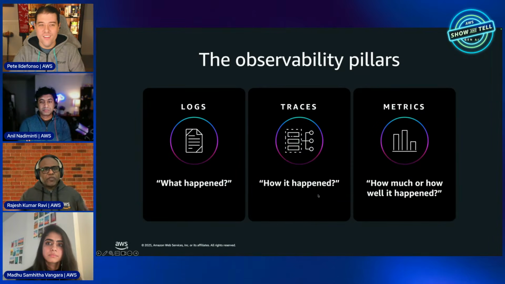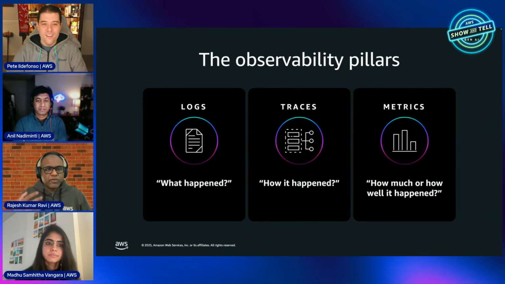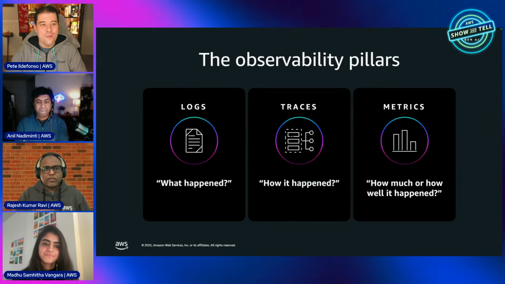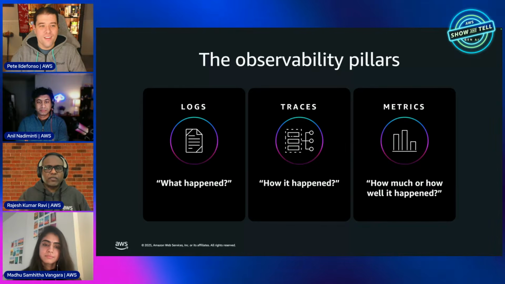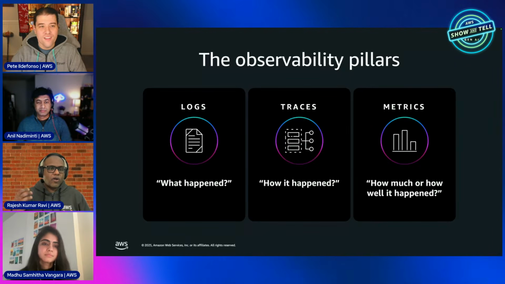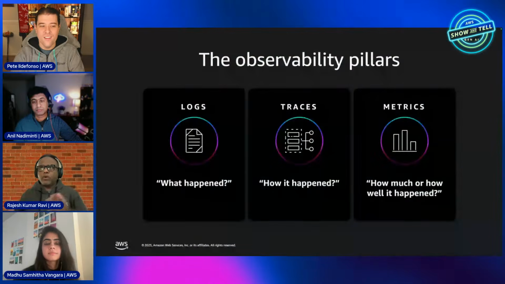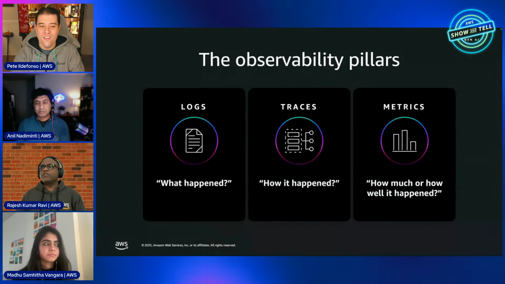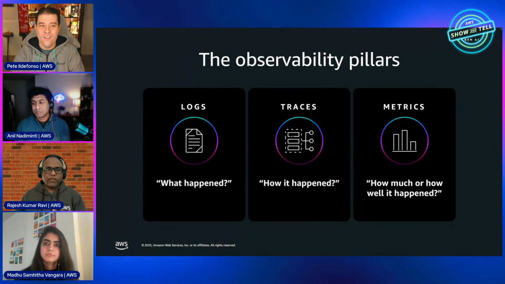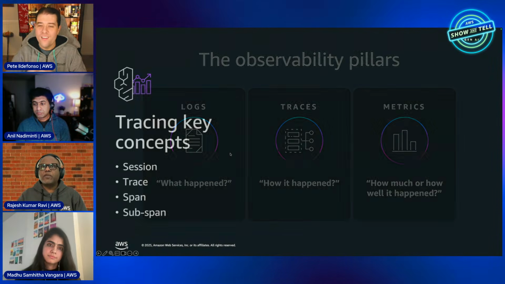So observability, by now, it will be clear that it's not just one thing. It's not just logs, traces, or metrics. It's a combination of all these three things that gives a powerful set of rich data, all correlated in a single context. So you get to understand what's going on with the agents. The logs tell you what happened. The traces tell you how it happened, and the metrics tell you how much or how well it happened. So that's the observability pillars.